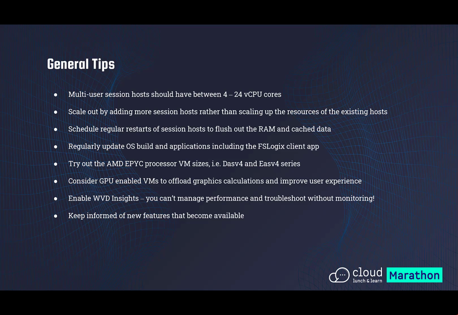So maybe go to a maximum of 16 or 24 cores. And then if you need more users, they won't fit on that machine, scale out, add another machine of the same size, and then load balance your users across those session hosts. Because remember, users are not just sharing the CPU and the RAM, they're also sharing the disks and the virtual NIC on the machine. So by adding another session host, you're not putting all your eggs in one basket, you're sharing your users across multiple machines.